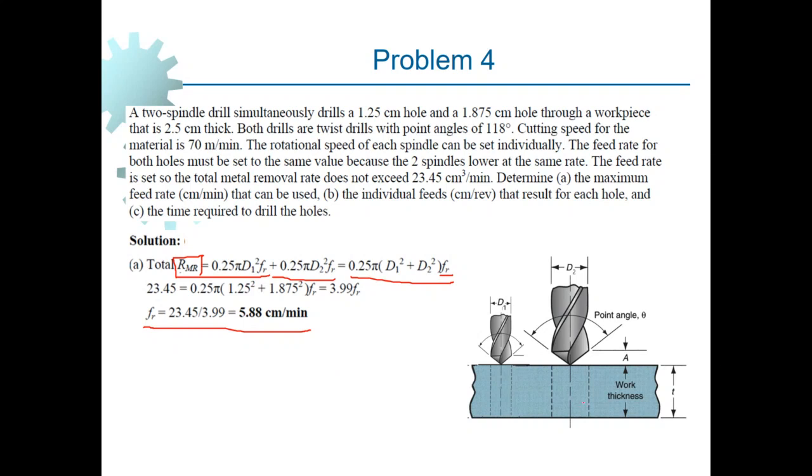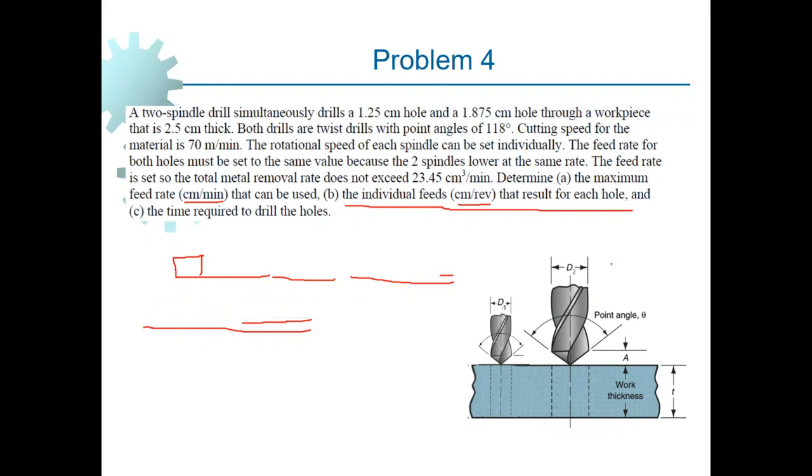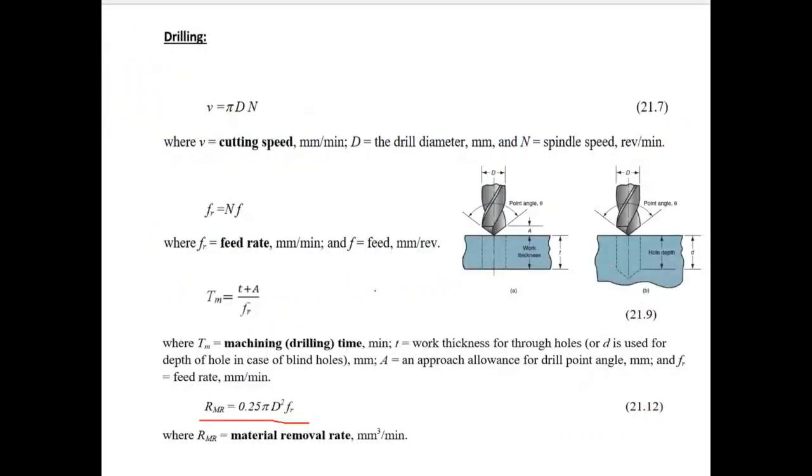Okay, now moving on to the next part of the problem, part B. It's asking us to compute the individual feeds that result for each cutting tool. And the unit of feed is also given here in centimeter per revolution. Also, the feed rate was computed in centimeter per minute as it was stated in the statement of the problem. Now for computation of the individual feeds, we have to see what we need in order to get this done. Now let's get back to the equation sheet again. Okay, equation sheet here. We are after the individual feeds.